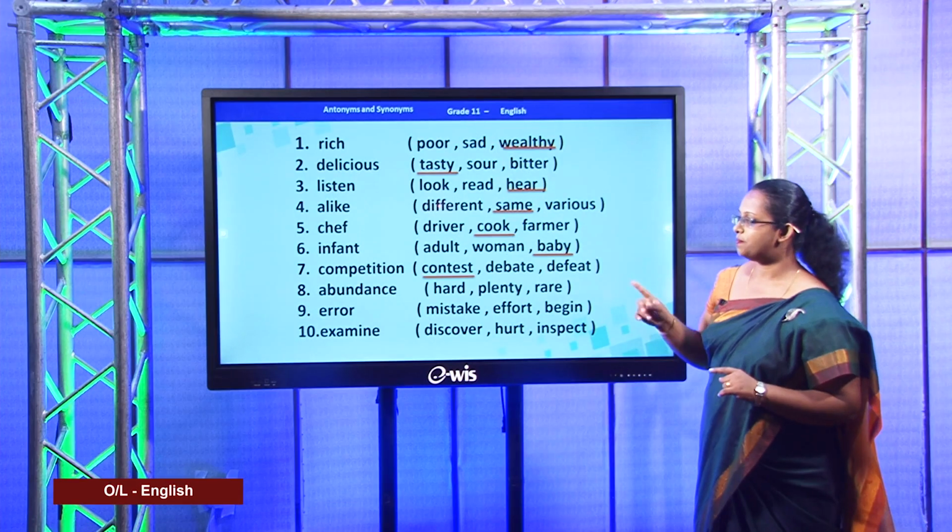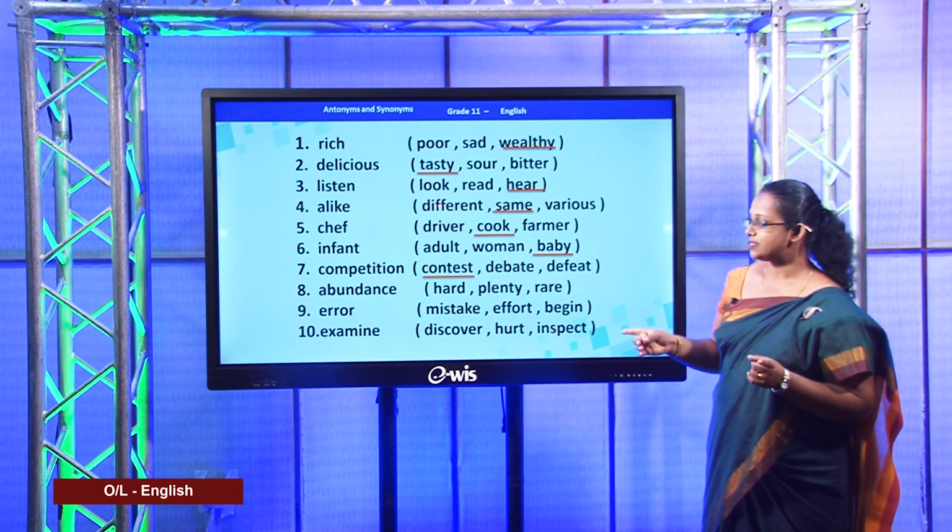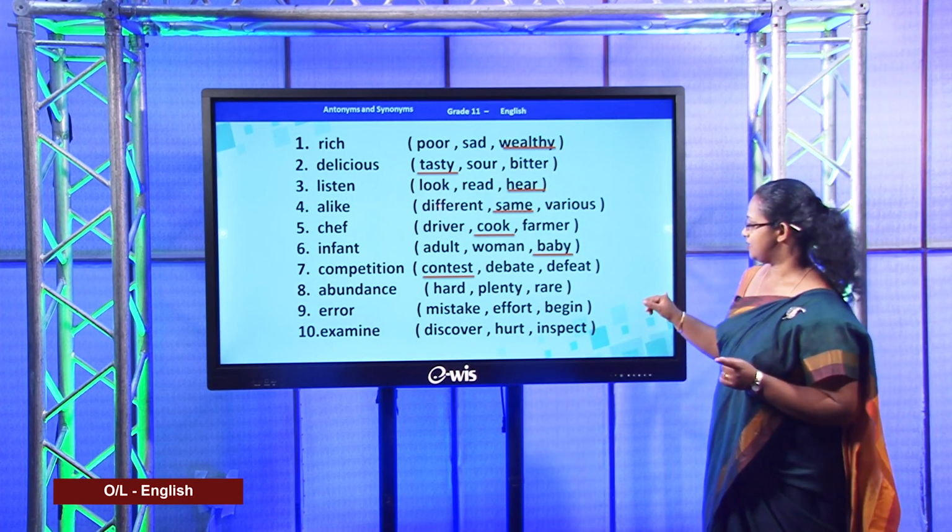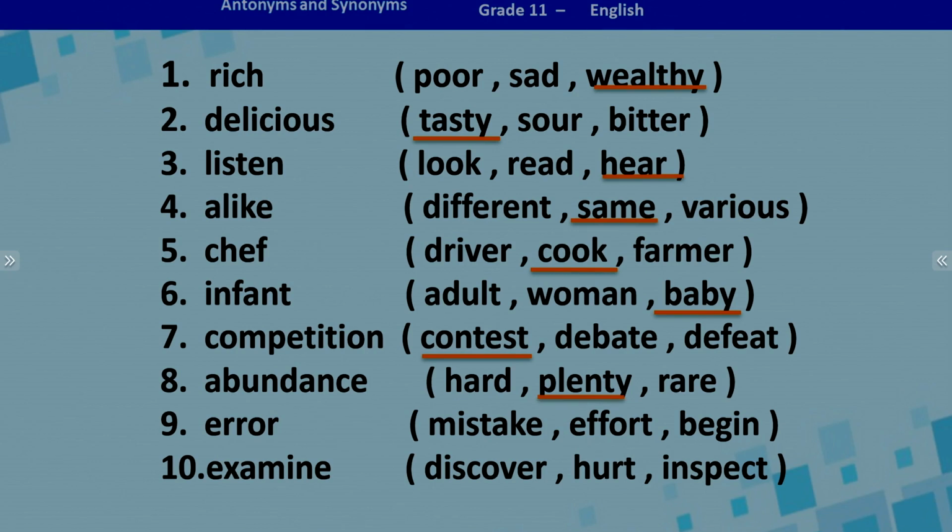Number 8. Abundance. Were you able to find the similar word for abundance? Yes, it is plenty. Next one. Error. What is the synonym for error? Yes, it is mistake. Well done. The last one, examine. Do you know the meaning of examine? The patients are examined by the doctor. Yes. Then, what is the synonym for examine? You are right. It is inspect.